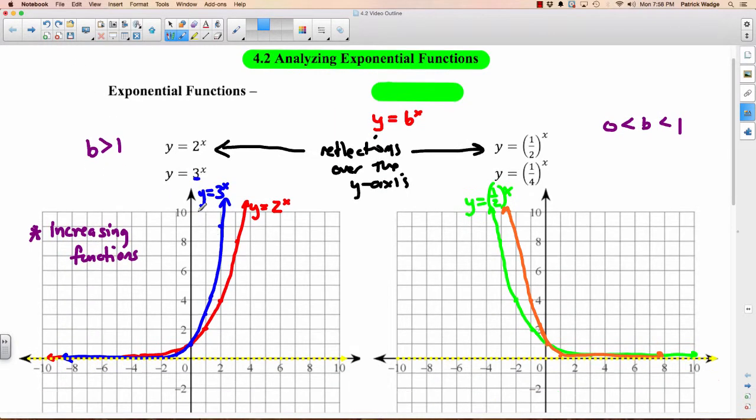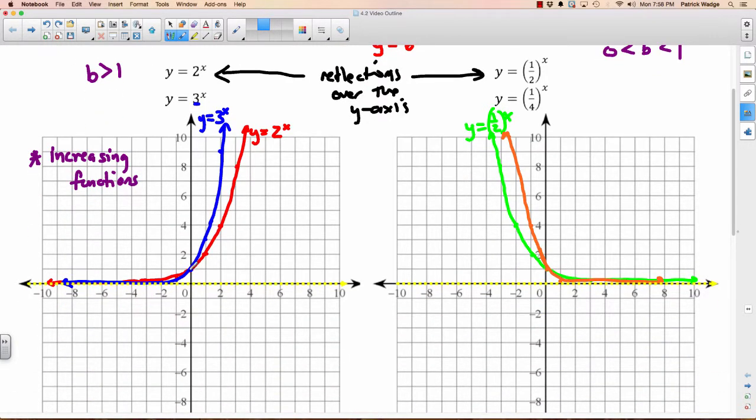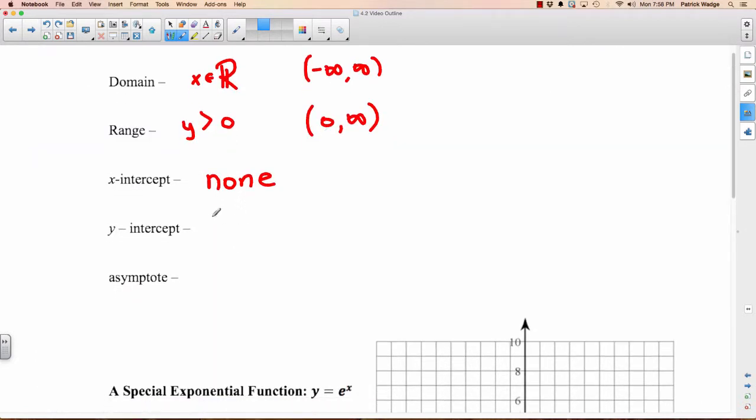Okay, here's an interesting thing. The y-intercept. Where does it cross the y-axis? Well, right there, and right there, they all cross at the same point. They all cross at 1. The point (0, 1) is the y-intercept.